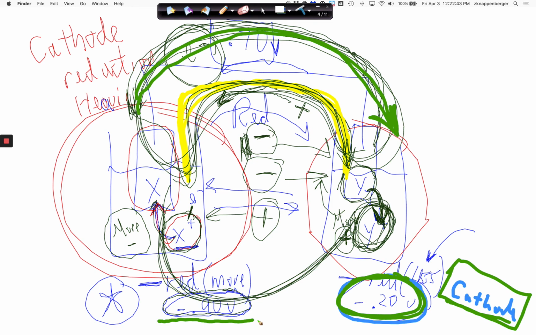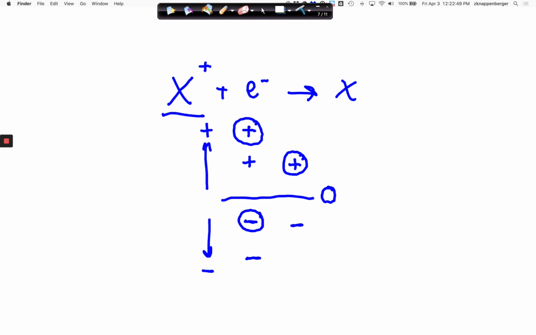So the number that has the larger value, again, coming back to this idea, whether it's the larger positive value or the larger negative value or the one that's positive versus a negative, that is your cathode, and that is where reduction is taking place.